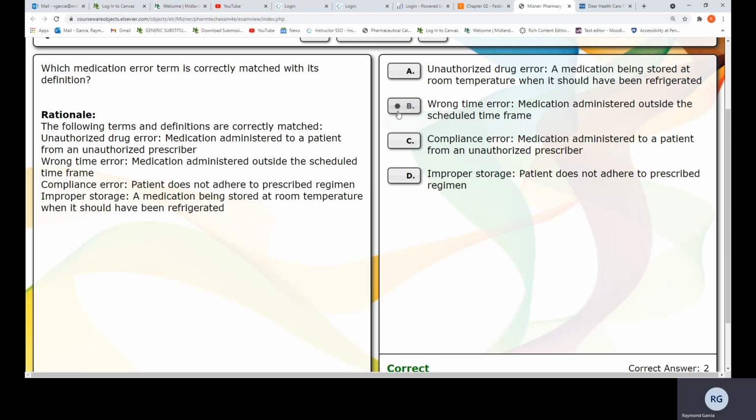Following terms and definitions are correctly matched. Unauthorized drug error, medication administered to a patient from an unauthorized prescriber. Wrong time error, that's the one we picked. Compliance error is patient does not adhere to the prescribed regimen. Improper storage, medication being stored at room temperature when it should have been refrigerated.